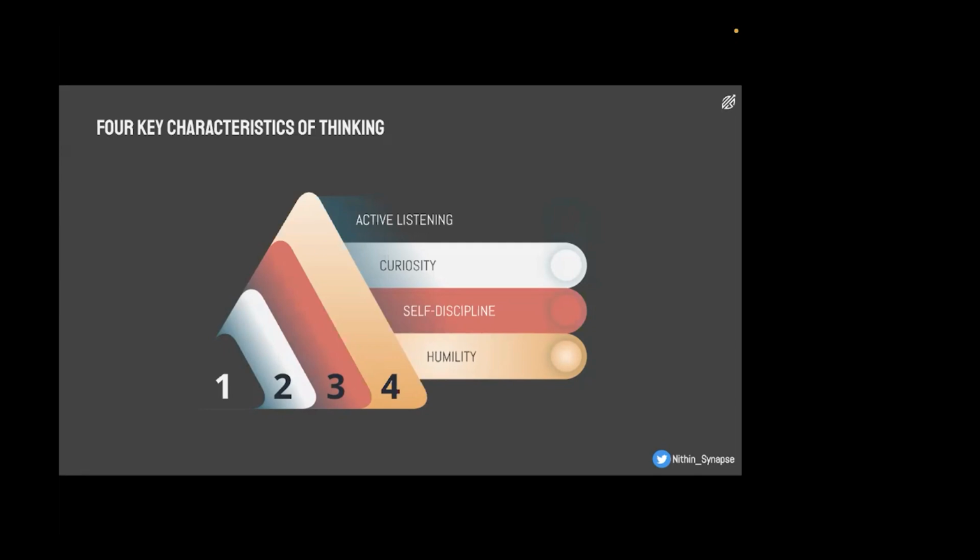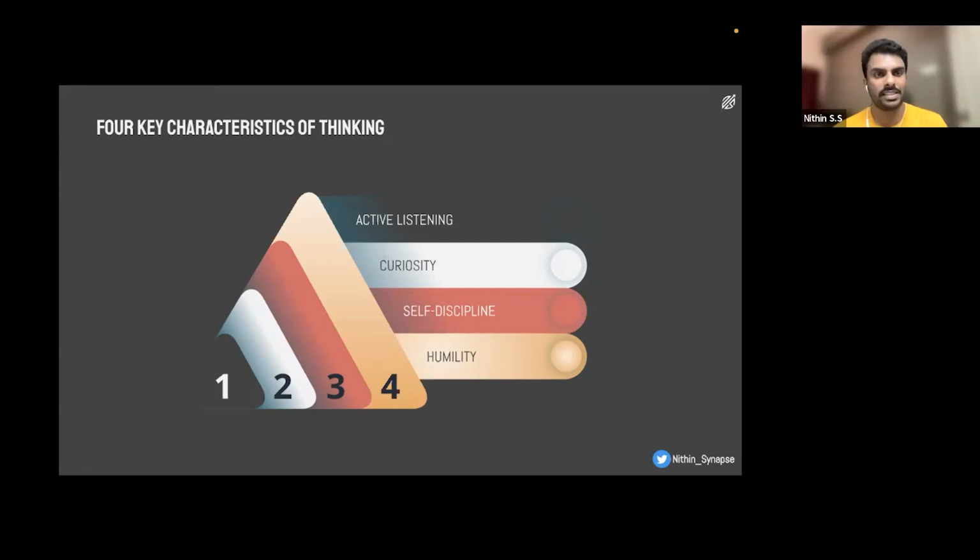And I would like to highlight the main 4 characteristics of thinking based on my evaluation or research. One is active listening, the second one is curiosity, the third one is self-discipline, and the fourth one is humility. If we could put some effort into these 4 aspects, our thinking can have a bigger impact, and our system 2 will have more control over our system 1 to make rational decisions.